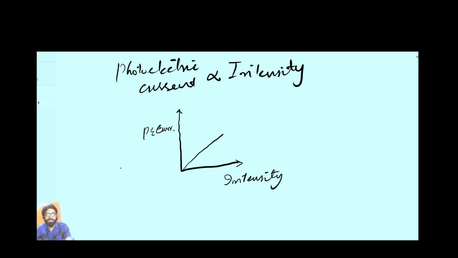With increase in intensity, there is increase in photoelectric current at a given frequency, where the frequency must be greater than nu naught, which means the threshold frequency or cutoff frequency. So this is the first factor affecting the photoelectric current.